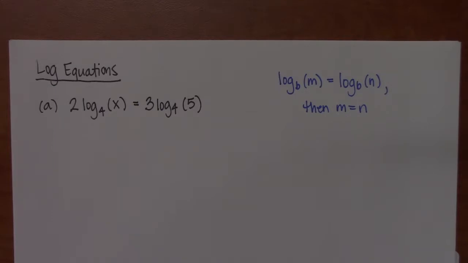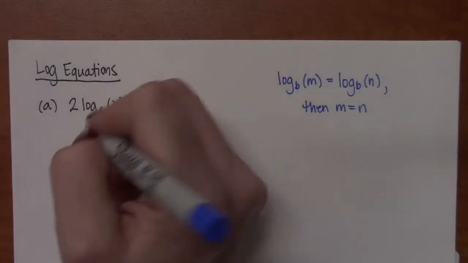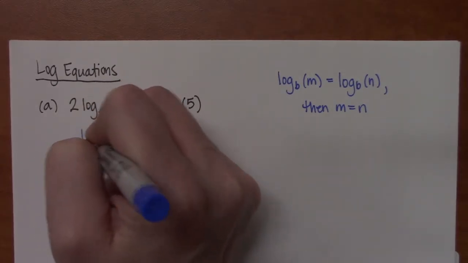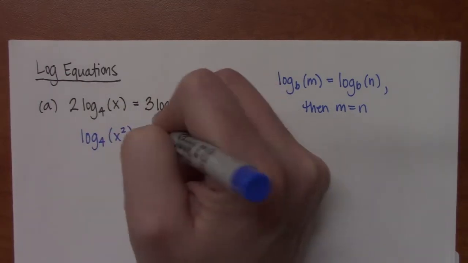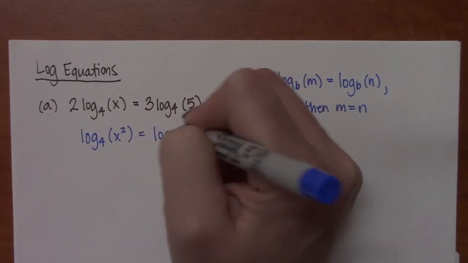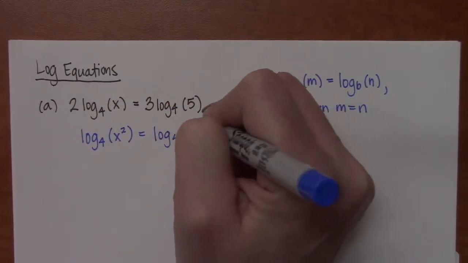So here we have the same base. So if I can get rid of the coefficients, which I can easily do by moving them inside as exponents, we can say log base 4 of x squared equals log base 4 of 5 cubed.